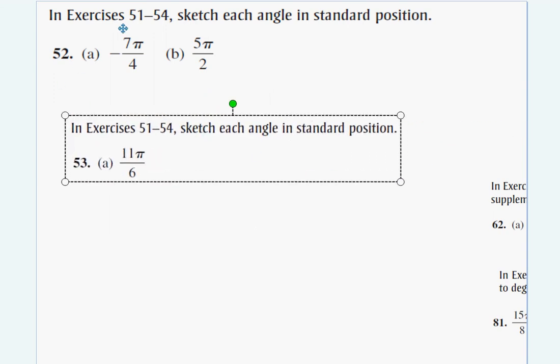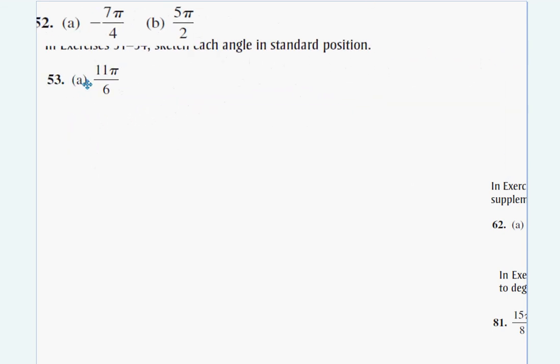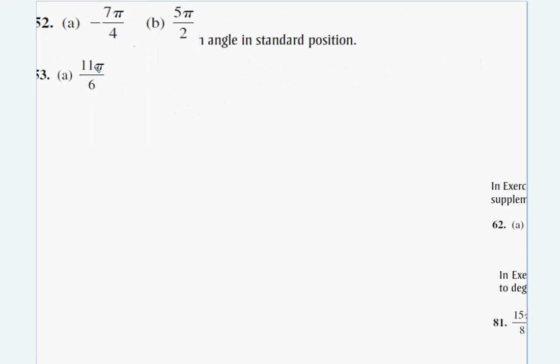Sketch this, oh, I guess that's under the same directions. Sketch this one in standard position. So let's see, 11 pi over 6. If we divide 11 by 6, that's 1 with a remainder of 5. So that's 1 5/6 pi.